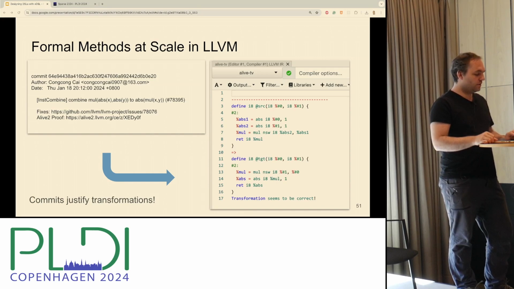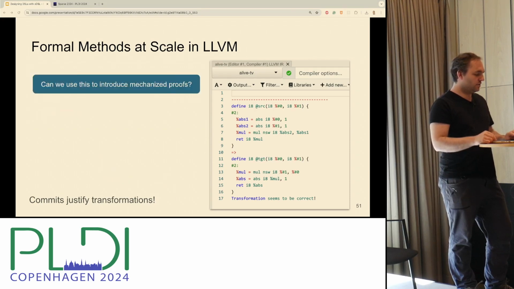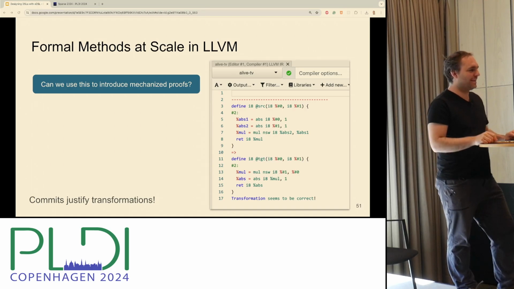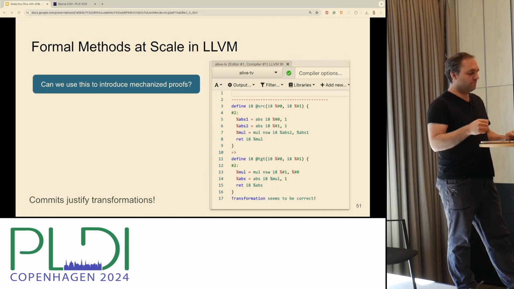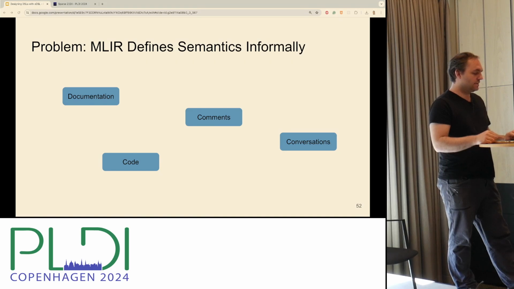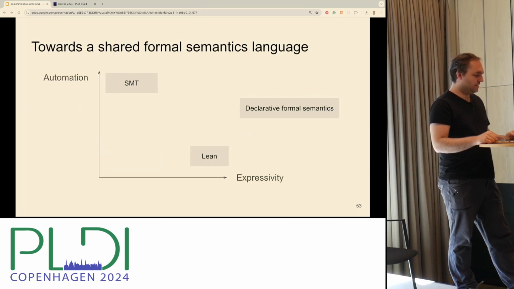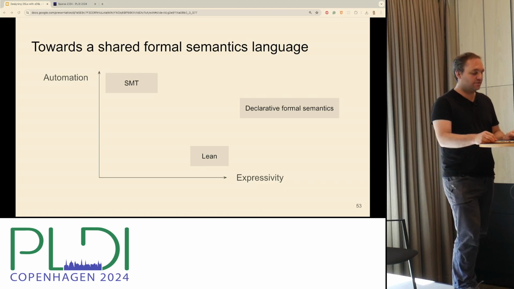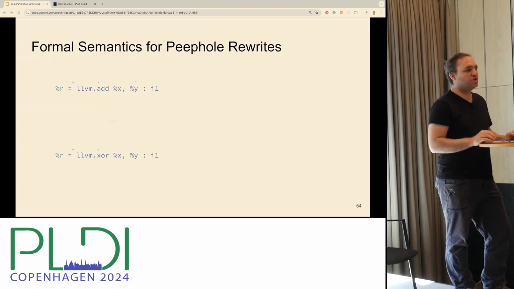And so Alive is great, but it only works on bit vectors, and it's also not certified. And so our question is, can we use Alive or an Alive-style workflow to trick the LLVM developers into starting to use formal methods at scale, at an even more formal and maybe even larger level? And can we use that also to reason about non-bit vector types? And the first problem we saw is that MLIR obviously doesn't have formally defined semantics, but rather semantics in documentation, code, comments, and conversations. And so we actually have two projects, one where we use an SMT solver purely, and one is our Lean MLIR project where we go for maximal expressivity, and that's pretty much how it looks, right?